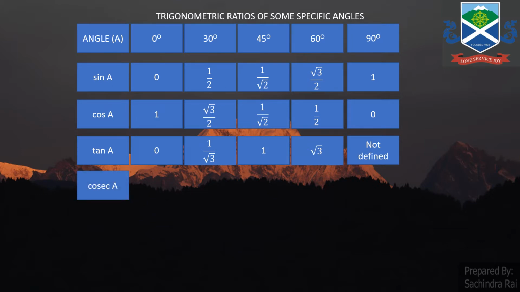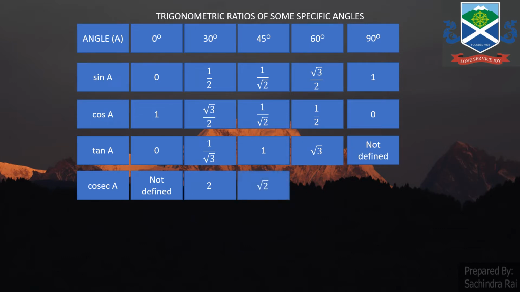For cosec A, it is the reciprocal of sin A, so whatever the value of sin A, we just need to reciprocate it. So the value for sin A is 0 by 1, so it becomes 1 by 0, which is not defined. For 30 degree it is 1 by 2, so it becomes 2. For 45 we have root 2. For 60, 2 by root 3, and for 90, 1.